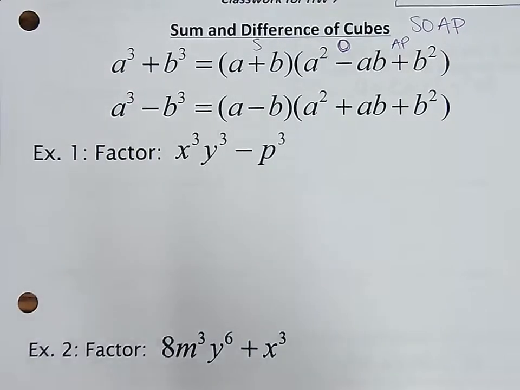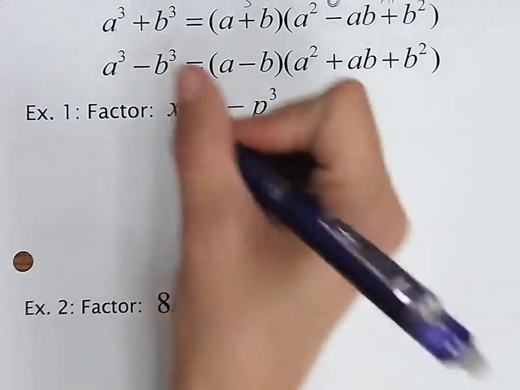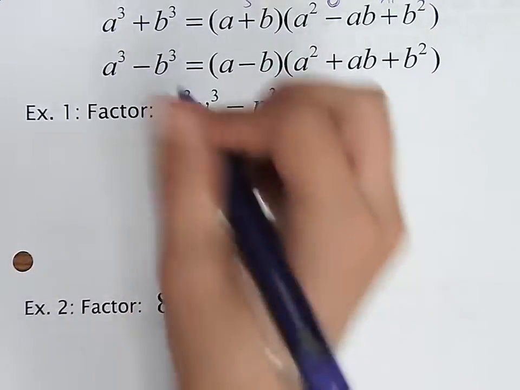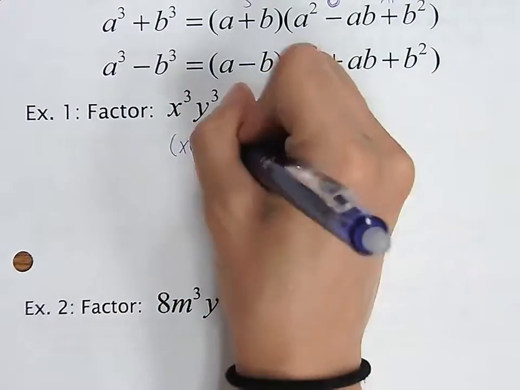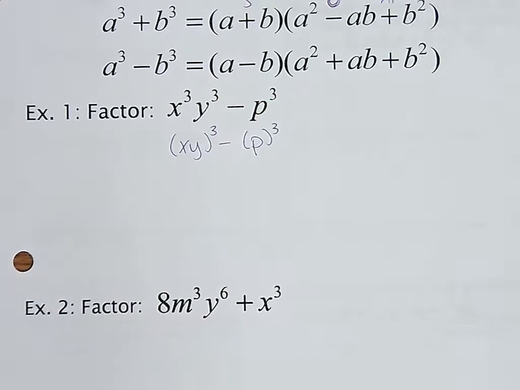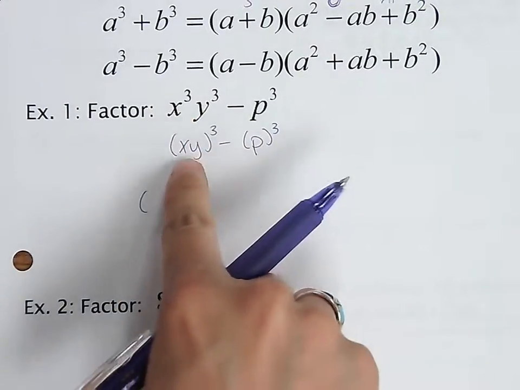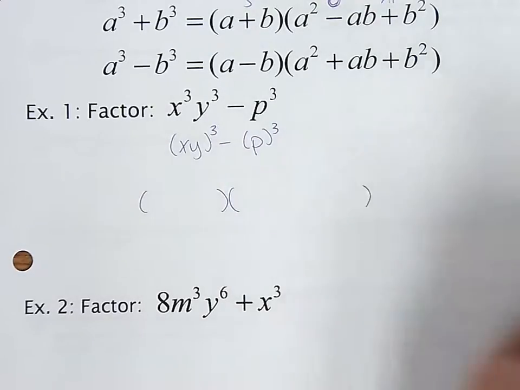So going forward, we can look at example number 1. These two are both perfect cubes, and so is this one, so we can rewrite this as (xy) cubed minus p cubed. Just like we set up for factoring difference of two squares, we're going to do the exact same thing here. This would be my a term and this would be my b term. I'm going to go ahead and set up my parentheses.